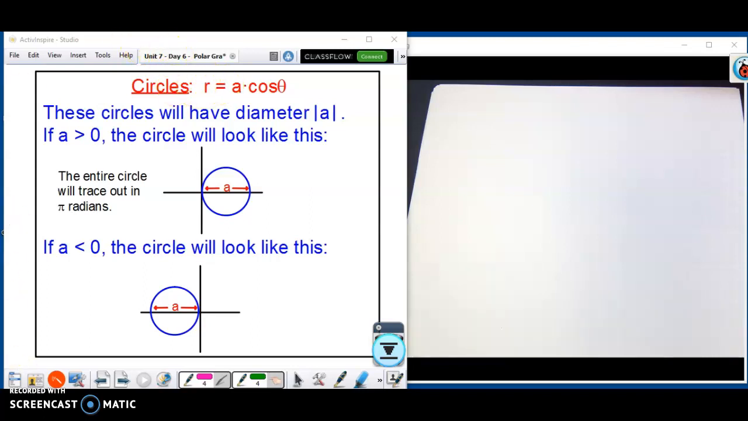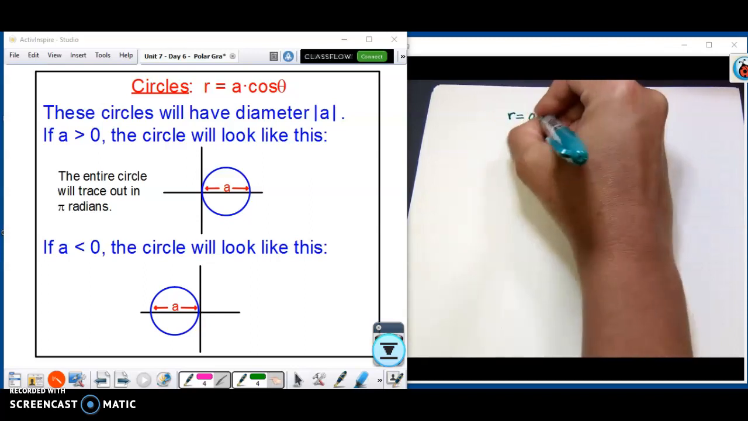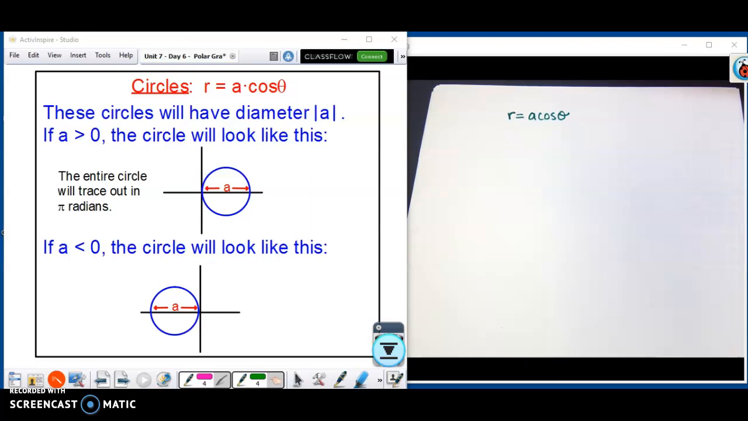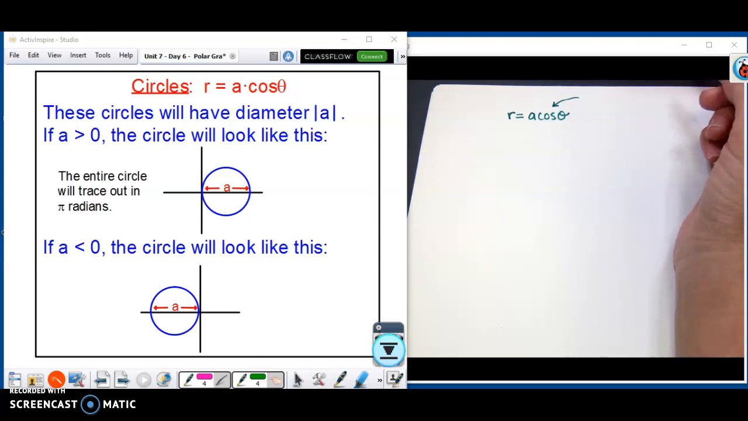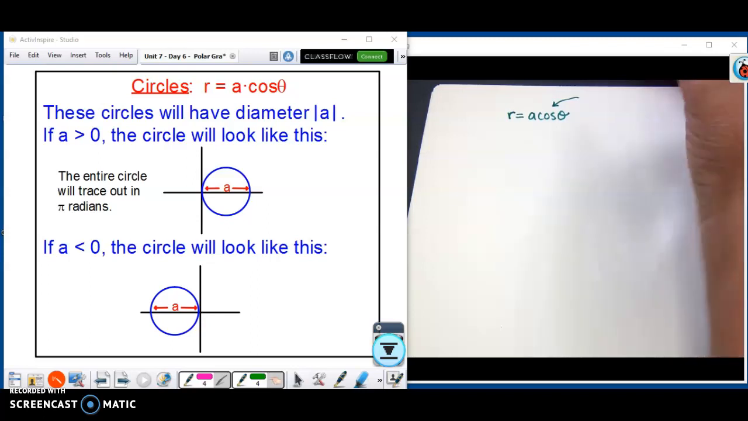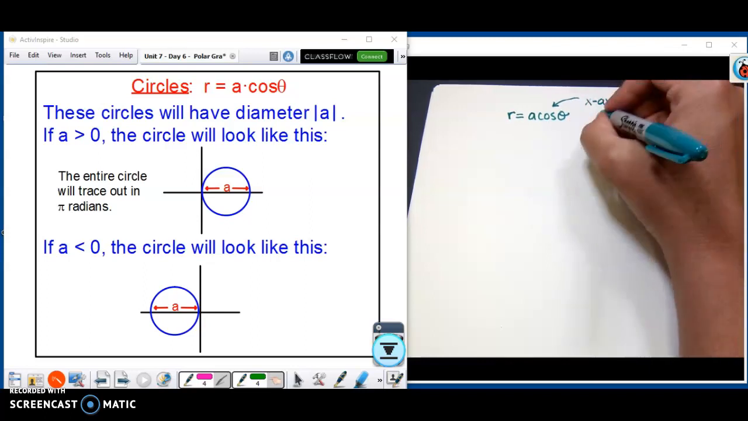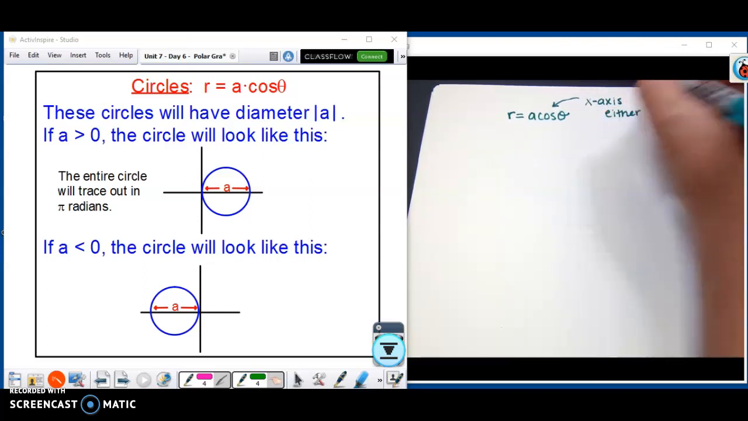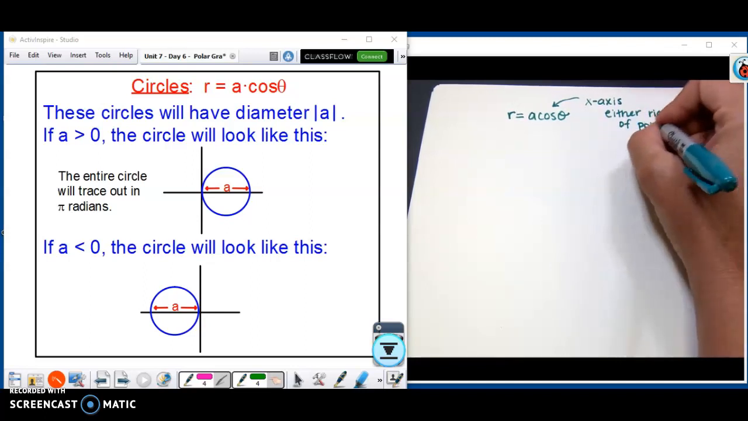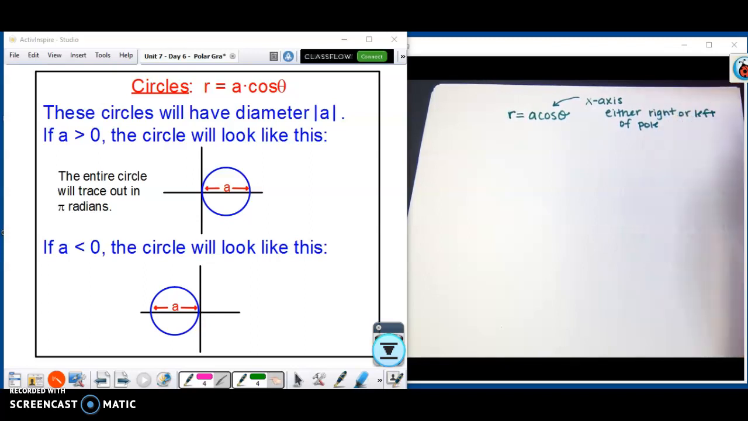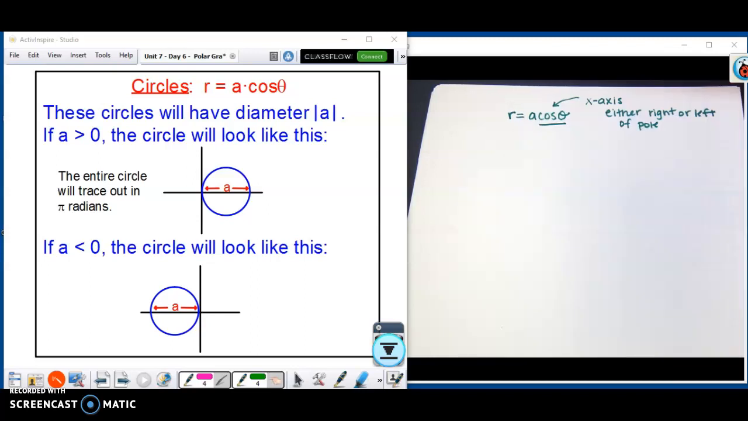To start out with, the circles are going to have the form r equals a cosine theta, so just some number a. So this is going to be a circle. Cosine, remember, refers to the x values. So that means it's going to be located on the x-axis. So it's either going to be right of the pole or left of the pole. Okay, so if you see cosine theta with a number, it's going to be a circle.